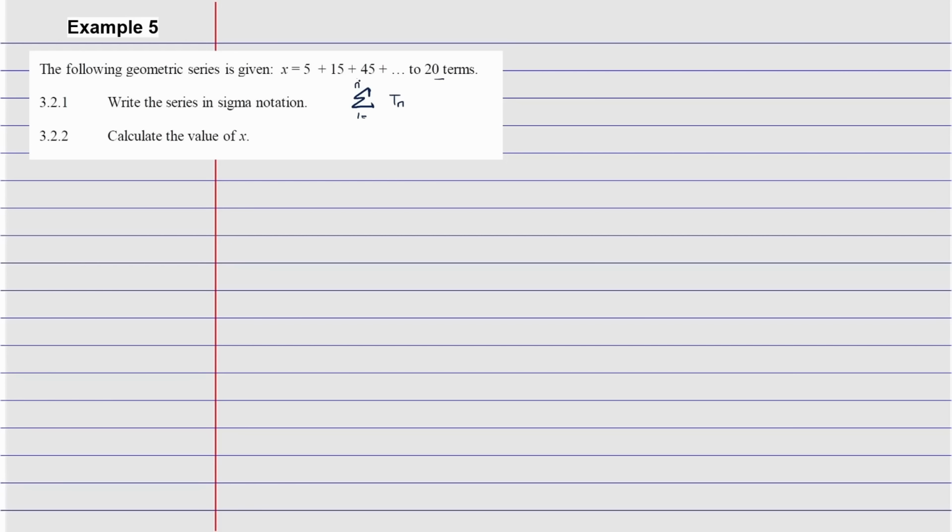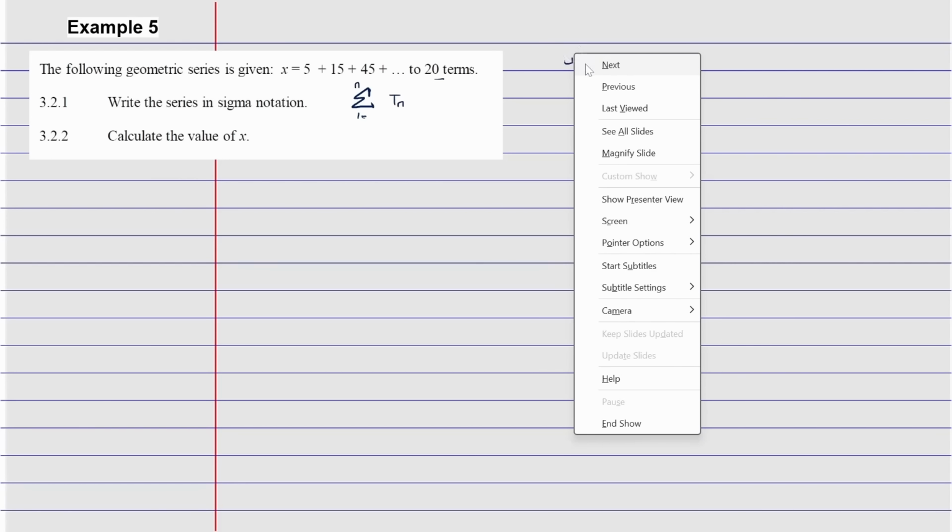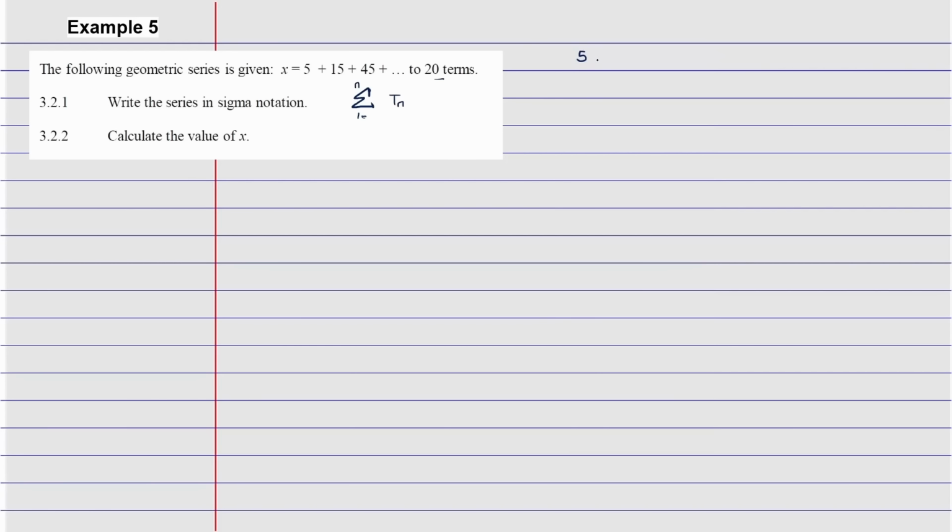So in our case, we need to find Tn. Let's take our series. It's going to be 5 plus 15 plus 45, and it continues till the 20th term.